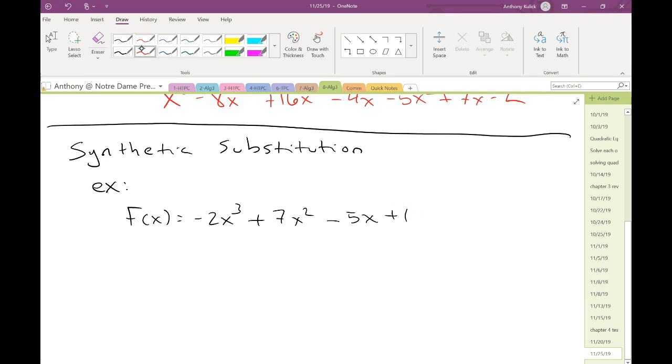So let's say that we have the polynomial f of x is equal to negative 2x cubed plus 7x squared minus 5x plus 1. And we want to evaluate f of negative 1. What does that mean when I say compute f of negative 1 like that? This is an Algebra 1 question.